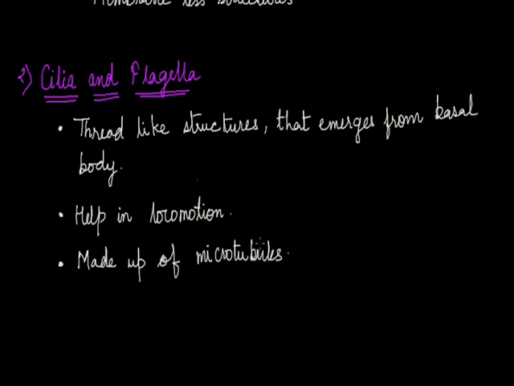For example, if you have seen a paramecium, which is a protozoan, throughout its surface small structures are present that are called cilia. And if we talk about euglena, you can clearly visualize a single structure that arises from one of its ends, and that is called flagella.